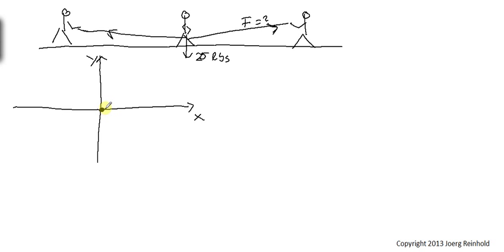So I have one student pulling in this direction. Let's say this is the force F1. And I have another student pulling in the opposite direction, and this is the force F2. And I'm pushing downwards with a force of F3, and I know this is 25 pounds.